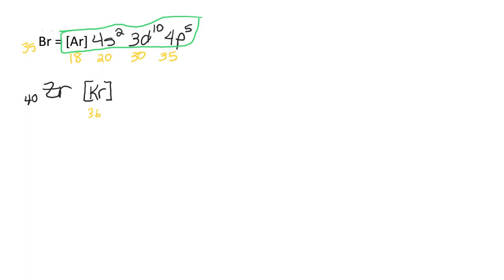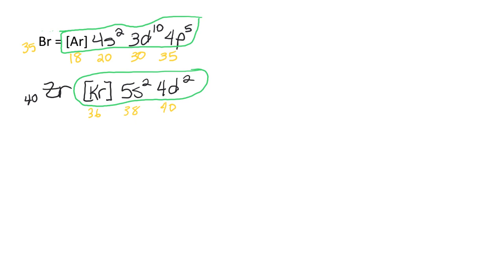And then we're going to go past. So since zirconium is in the 5th row, we're going to write 5s2. Well, that gives me 38 electrons. So now I have to go to the next one, which is 4d2. And that's 40. So do you see how much simpler it is? So this is the electron configuration of zirconium using noble gas shorthand.